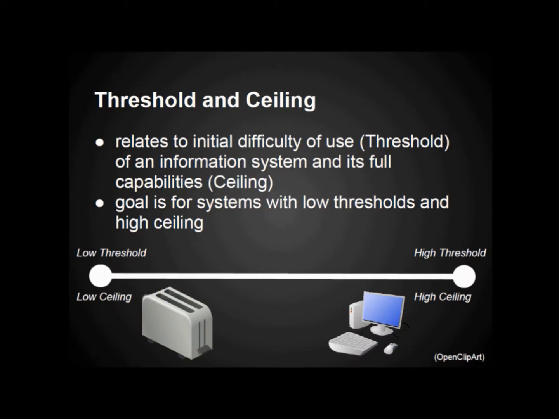Thresholds relate to the initial difficulty of use of an information system, and the ceiling refers to its full capabilities. The main goal is to have a system with low thresholds and high ceilings. This would mean the system is easy to learn and has a very high potential.